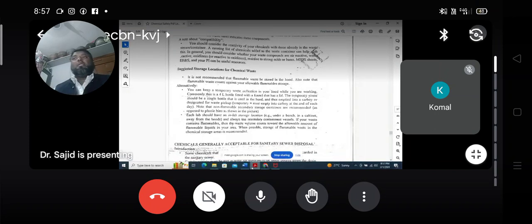You can collect whatever the waste temporarily in any container or bottles fitted with a lid. Then temporary waste should be in a single bottle that is used in the hood and then emptied into the carboy designated for waste pickup. Temporary must be emptied into the carboy at the end of each day. Note that non-flammable secondary storage containers are recommended as opposed to plastic bins, as shown in one of the pictures, which says avoid the use of plastic containers.